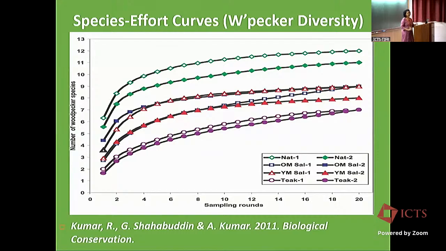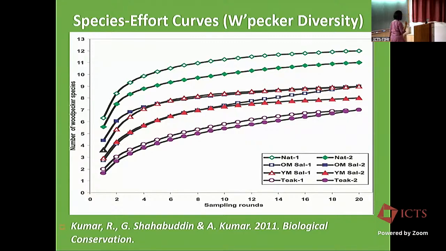So this is the first result I want to just show you. These are called species effort curves. Again, it's a very simple kind of a thing, but extremely useful to understand species diversity. So in this, what you do is on the x-axis, you have sampling rounds. So every time you go to a particular site and you record birds, you note down how many new species you saw. So supposing you saw 3 woodpecker species the first time around, in your second sampling round, you saw 5 and so on. And then you keep going till it starts leveling off, okay?